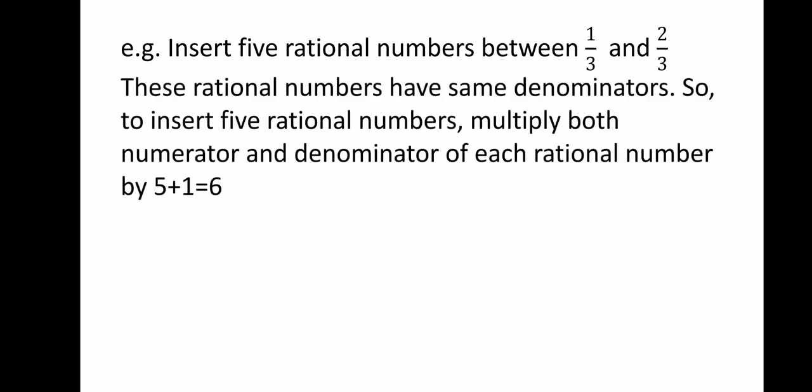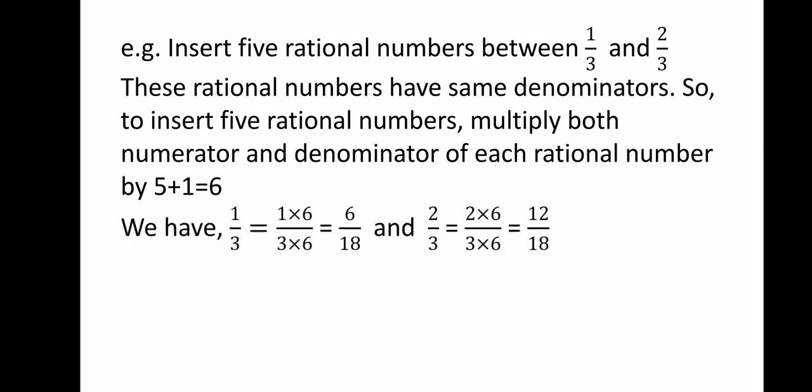For example, insert 5 rational numbers between 1 over 3 and 2 over 3. Here the denominator of both the rational numbers is the same. So I need to multiply both numerator and denominator of each rational number by 5 plus 1, that is equal to 6, because here n is equal to 5. 5 rational numbers are required. So 5 plus 1, that is equal to 6.